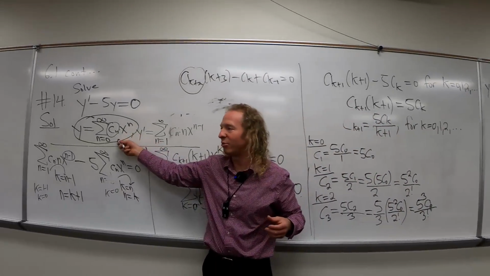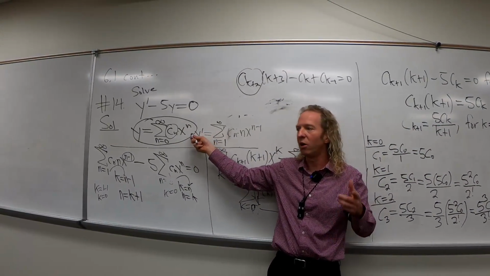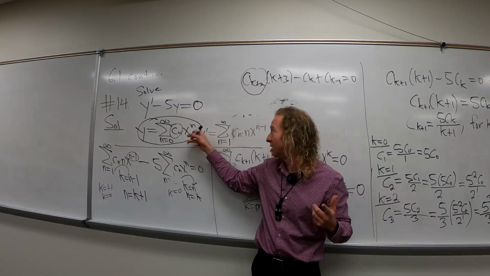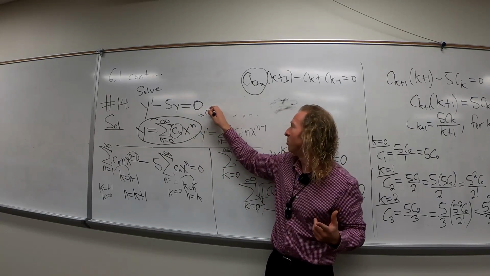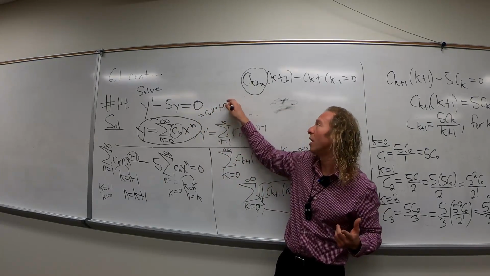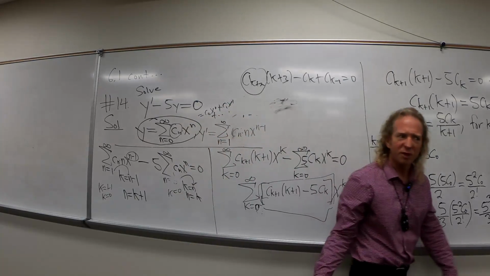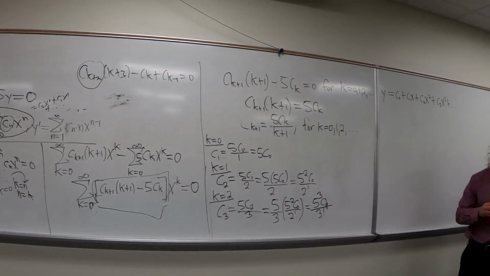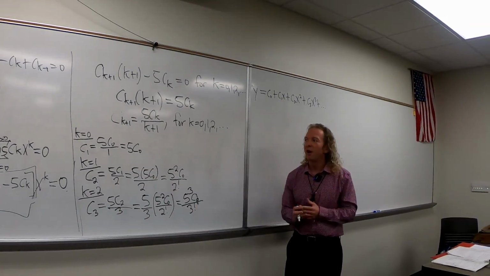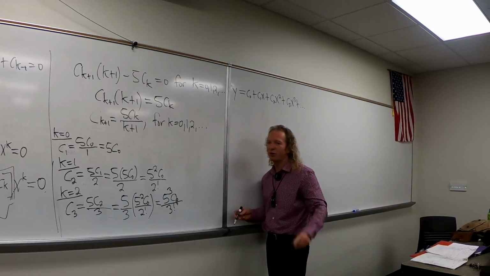So that's this, right? If you plug in 0, you get C0x to the 0, and then you plug in 1, you get C1x to the 1, etc., right? So we're just plugging it in. It's really beautiful to do it this way because you can see how it all falls apart. By the way, you can solve this problem in 5 seconds, and I'll show you how at the end.